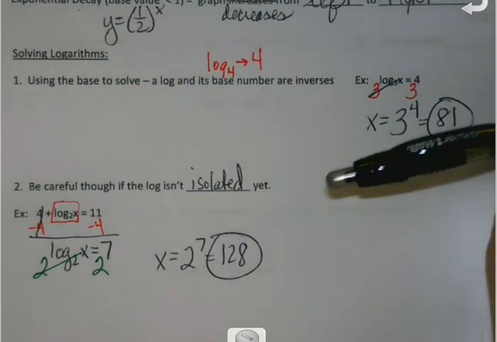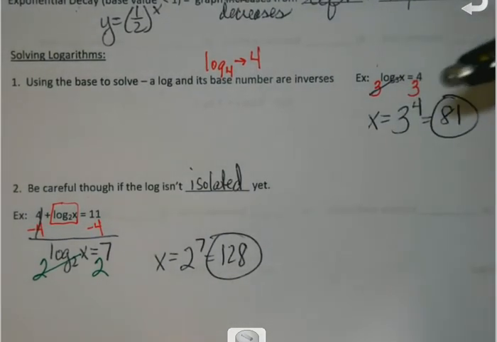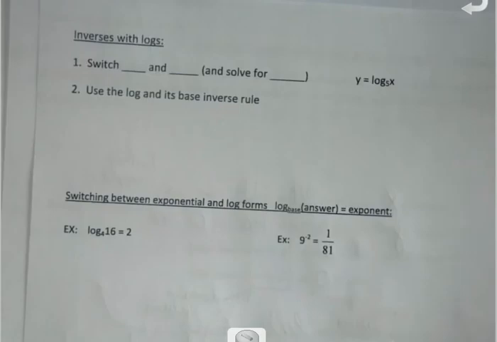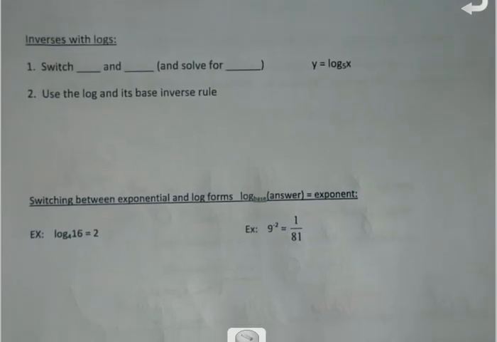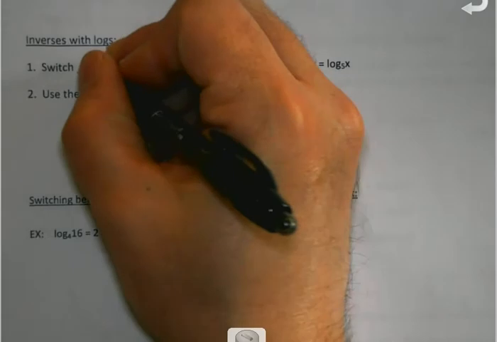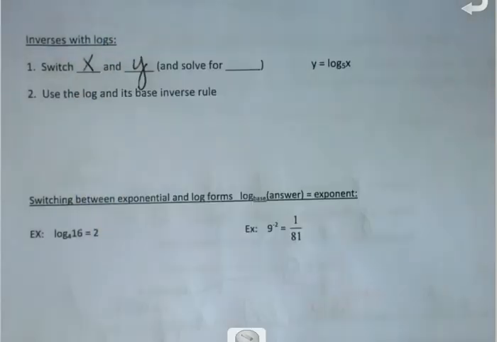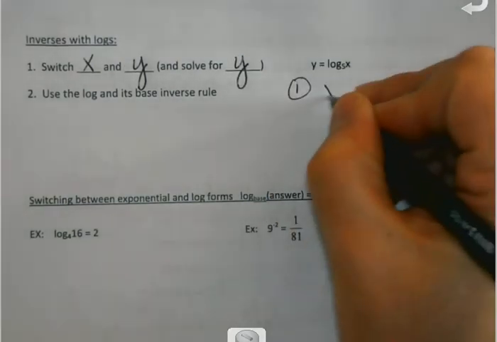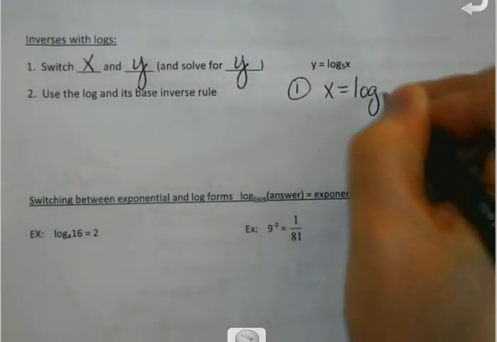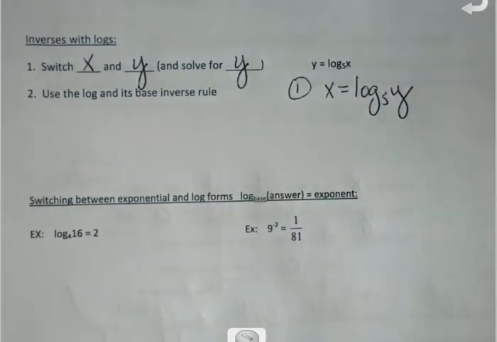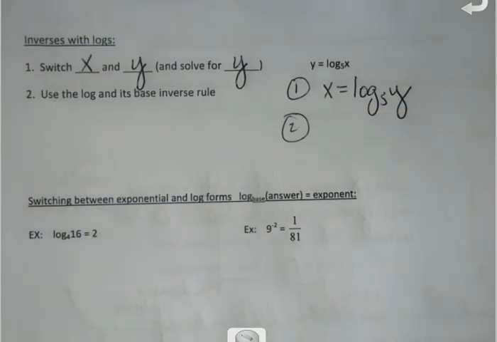Okay. So as we head to the back, if I figure out a way to flip this paper over. Inverses with logs. If we're looking to find the inverse, we switch x and y, and we solve for y. So we're going to be doing that using the log and its base inverse rule that we just did on the last problem. So, step 1, switch the x and y around. Step 2 is to exponentiate.